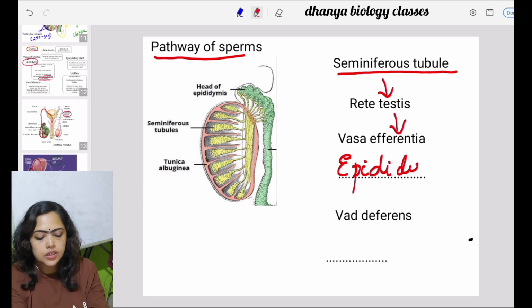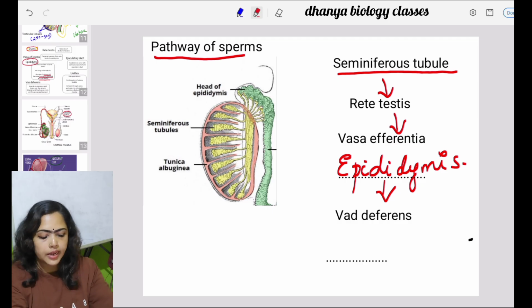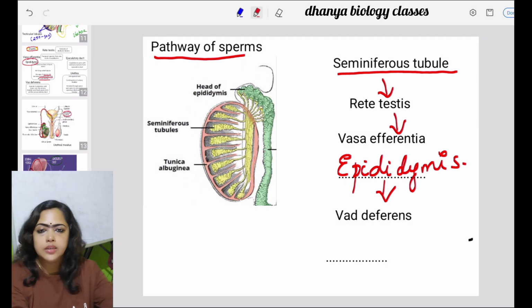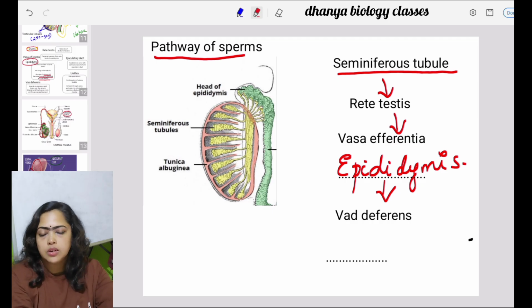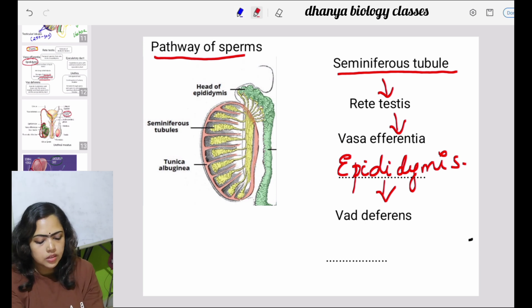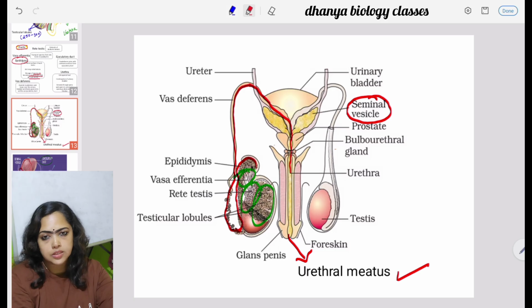Then from the epididymis it is carried by another tubular part called the vas deferens, and then it joins with the seminal vesicle to form a duct called what? Ejaculatory duct, and finally it opens into the urethra, and then the semen or the sperms will be expelled out through what? The opening of the penis, which is called the urethral meatus. So this is the opening, and that opening is called the urethral meatus, and through this opening both semen as well as urine are expelled out. Okay.